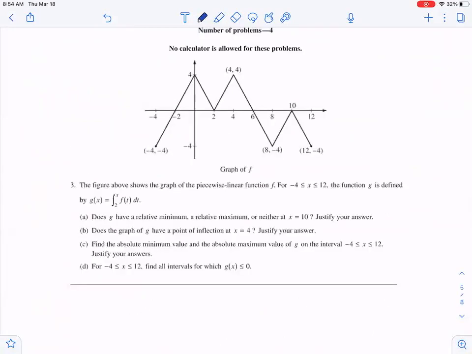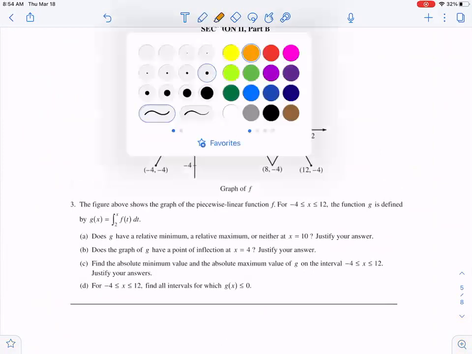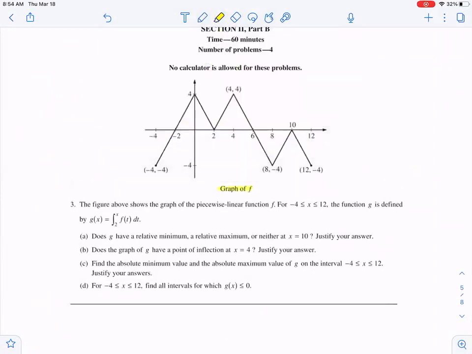Okay. Question 3. Figure above shows the graph of the piecewise linear function f. I always highlight that to make sure I remind myself I'm looking at f on the closed interval from -4 to 12. The function g is defined by g at x is equal to the definite integral from 2 to x, f at t, dt. Okay. Does g have a relative minimum, relative max, or neither at x equals 10? Justify your answer. What we got to do is get that link between f and g.